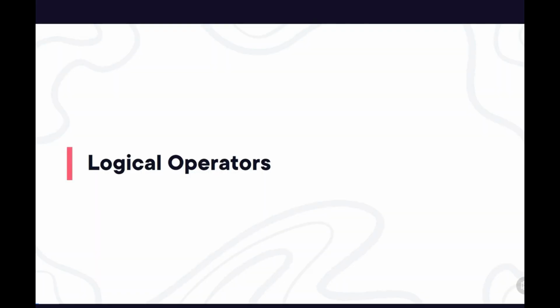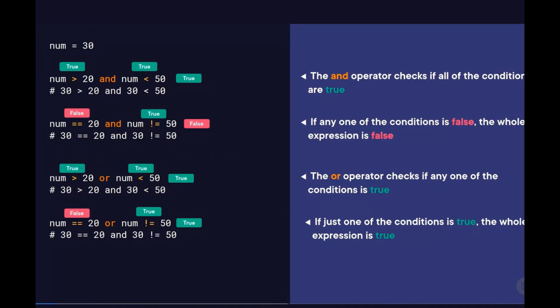Another type of operators that you can use to form expressions are logical operators. Logical operators allow us to combine more expressions into a single expression. Let me show you what I mean. Here we have two logical operators, the AND operator and the OR operator. The AND operator checks if expressions on both sides are true. So on the left, there is a greater than operator which evaluates to true because 30 is greater than 20. The right comparison operator also returns true.